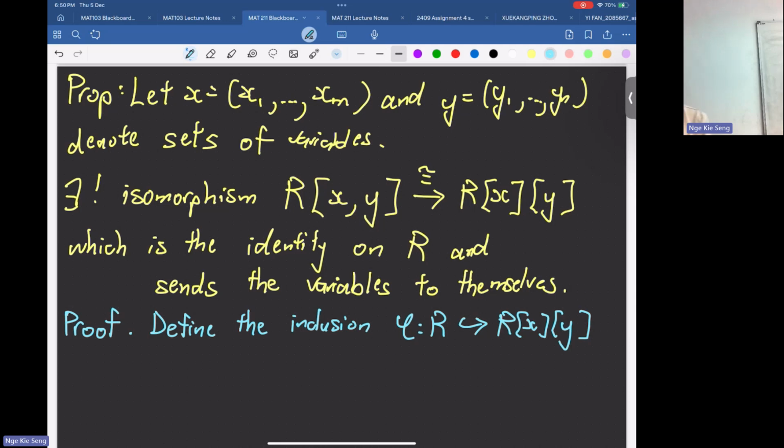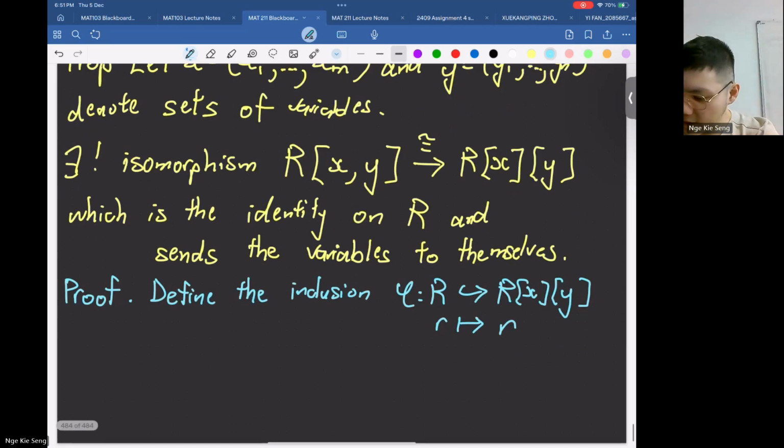Coefficients to a codomain. But how to send it? I think it should be clear. You just send R to R itself, because this is what the question wants you to do. The proposition says, do identity on R. So you should send R to R. It works, right? Is R an element of R[x,y] or not? It is, because it's a constant polynomial with coefficient R. So by the substitution principle, what do you have?